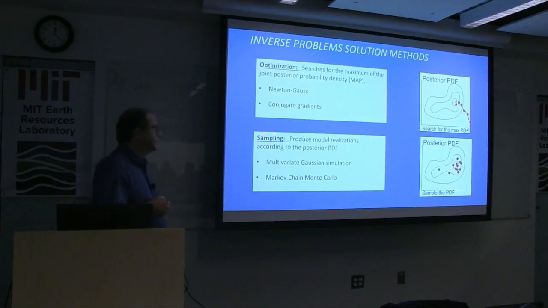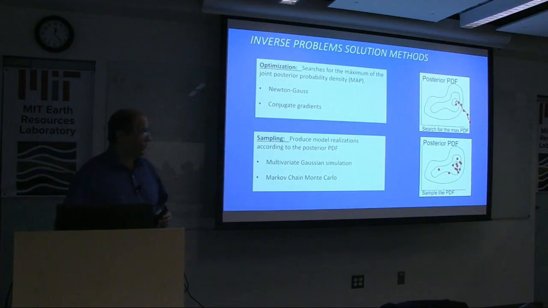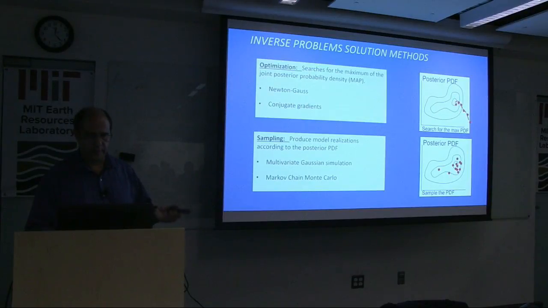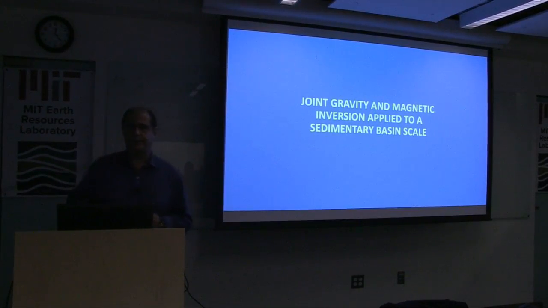And the other approach is the sampling approach, in which we produce samples in proportion to the posterior probability density. With this approach, we have an exploration of the uncertainties as well, and it could also show multiple modes, whereas in the case of the optimization, we sometimes have problems converging to local modes. But both methods are very useful, and we have solved problems in many cases with the two types of approach. There are other approaches as well. So let's go to some applications, some examples.